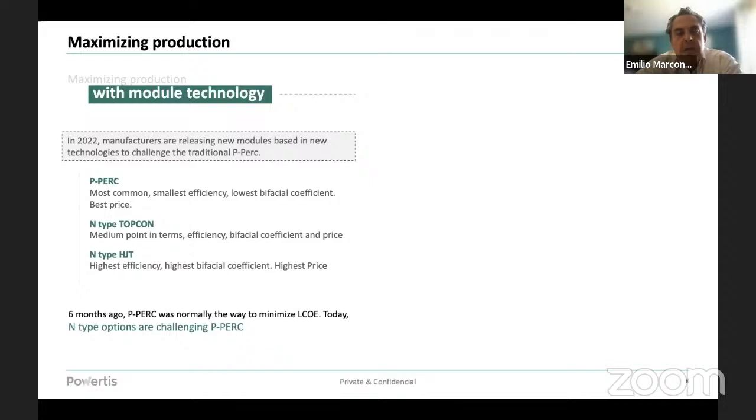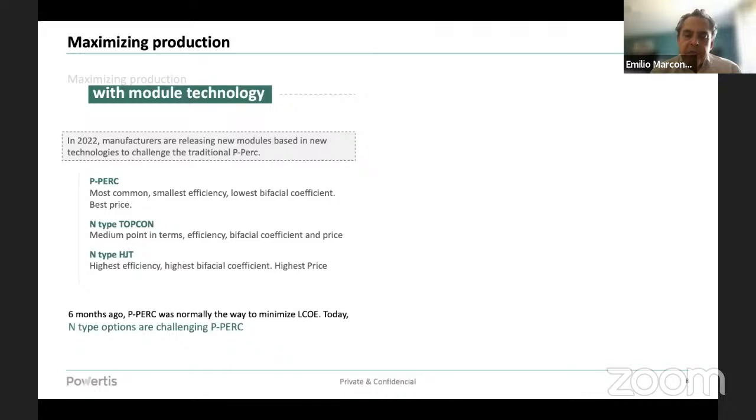So we have nowadays Topcon and heterojunction coming strong. Most players have already positioned themselves. Some of them are even positioning both technologies. Topcon is more in the middle point, and heterojunction provides a bit higher efficiency, a bit higher bifaciality, but it's a bit more expensive also.